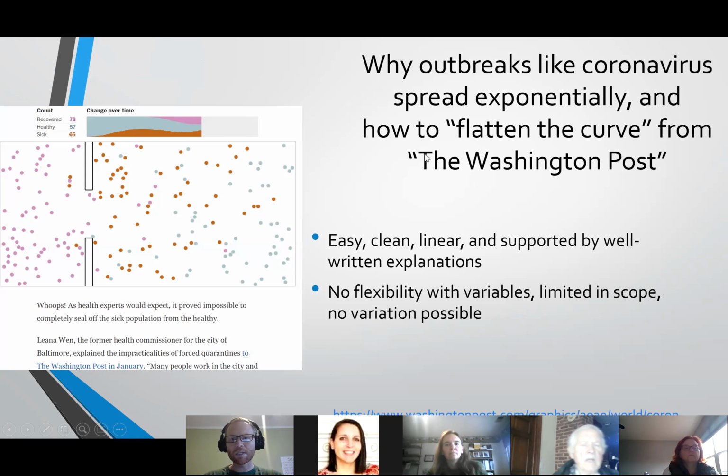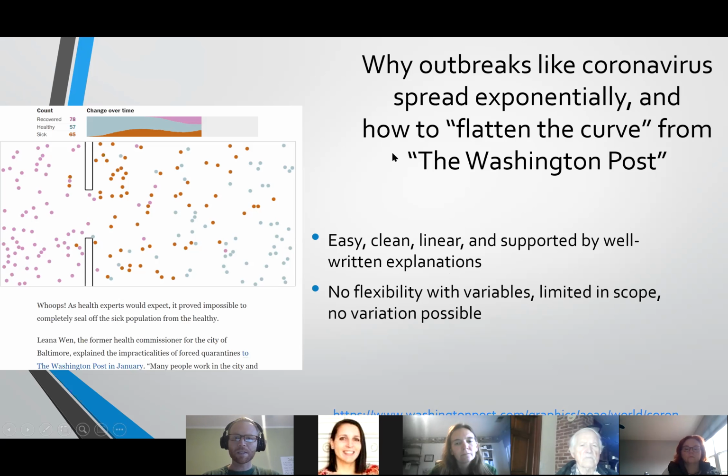The first one was this model from the Washington Post, and maybe some of you have seen it. It was called Why Outbreaks Like Coronavirus Spread Exponentially and How to Flatten the Curve. Student feedback said that this was extremely easy. They liked it because it was clean and linear, and it was supported by well-written explanations.